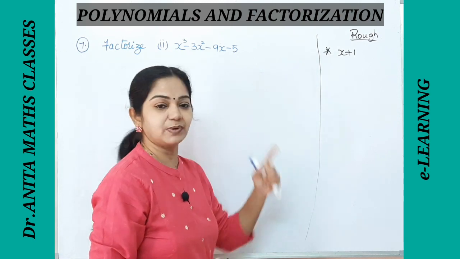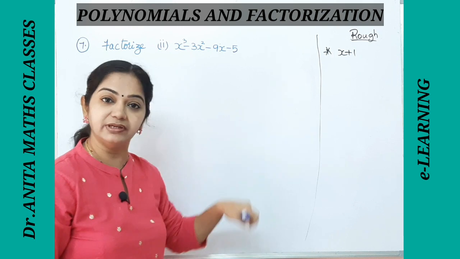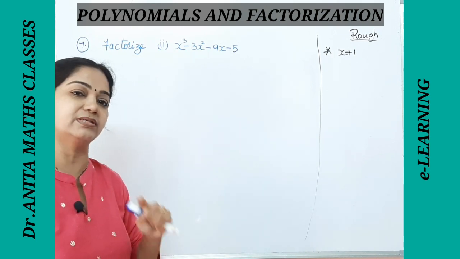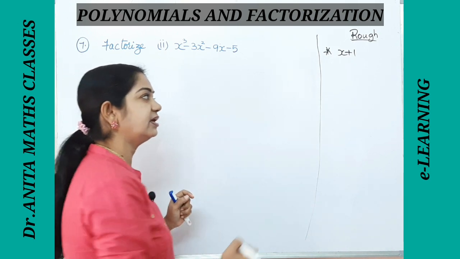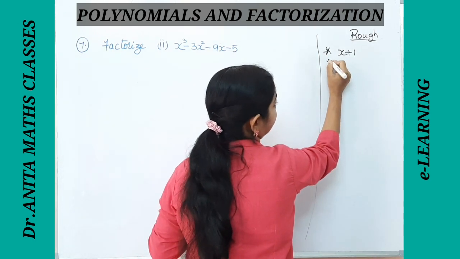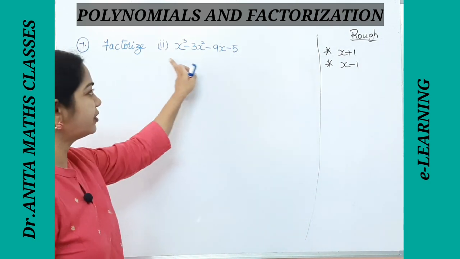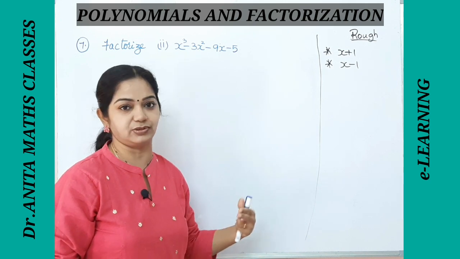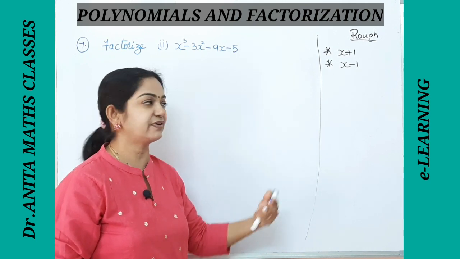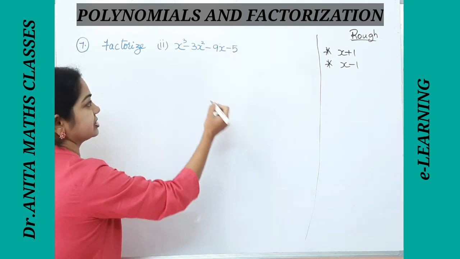Now for x plus 1, the condition is that the sum of the coefficients of the even powers of x must be equal to the sum of the coefficients of odd powers of x. If that condition is satisfied, x plus 1 is a factor. Then if x minus 1 is a factor, the sum of the coefficients of all powers of x must be equal to 0. So if that condition is satisfied, x minus 1 is the factor. So we will check these two conditions here first.